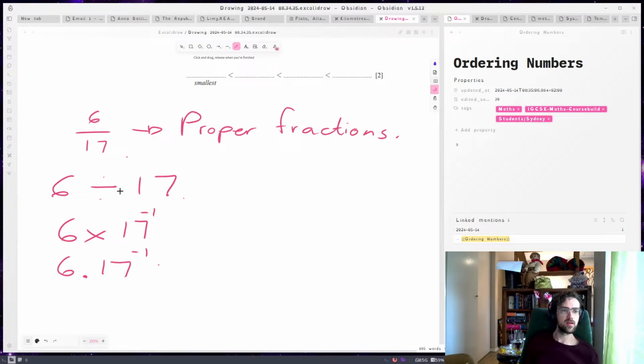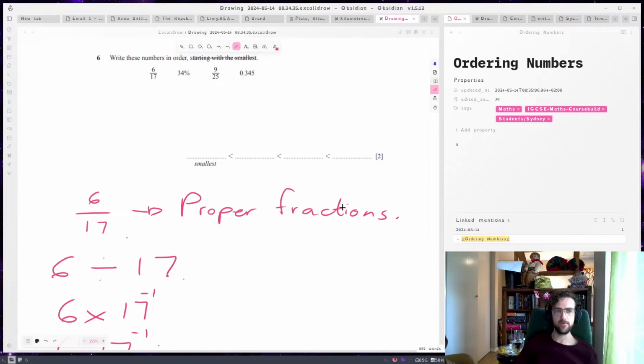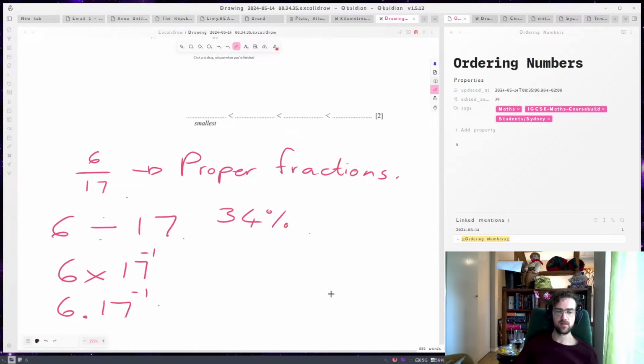It's fine. So we've got 6 divided by 17. So that basically means 6 is split into 17 different groups. Okay. Our next one we've got is 34%. Okay. And this is actually another conversion we can do here, because 34%, well, that's a percentage.